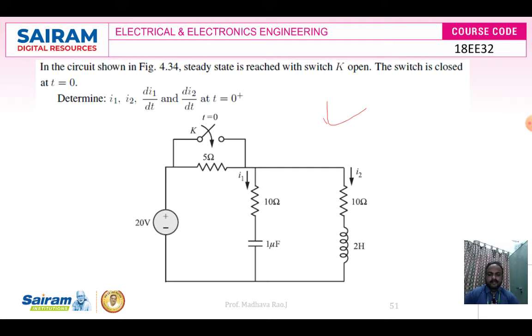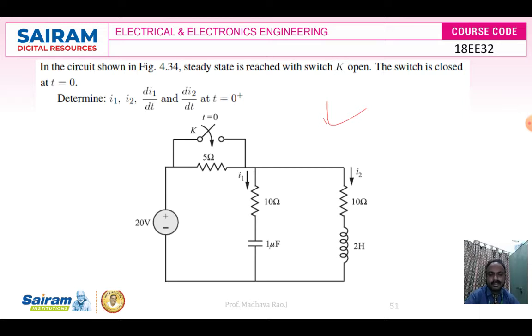Here, first observe the switch. Before starting any problem, we have to observe the circuit thoroughly, so that we do not make mistakes in the examination. Observe where K is connected, where the inductor is, where the capacitor is, and whether both are present. We observe the switch is connected across the 5 kilo ohm resistor. The steady state is with K open.